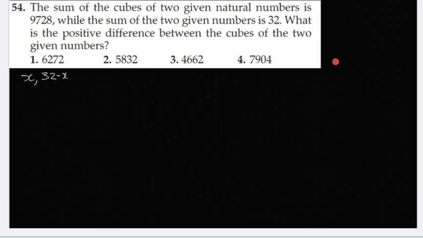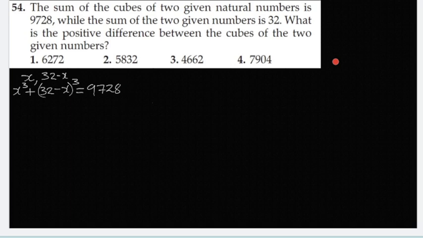Here, x cube plus 32 minus x the whole cube is given as 9728. So this is given here.